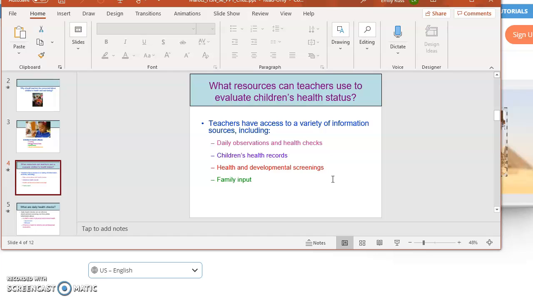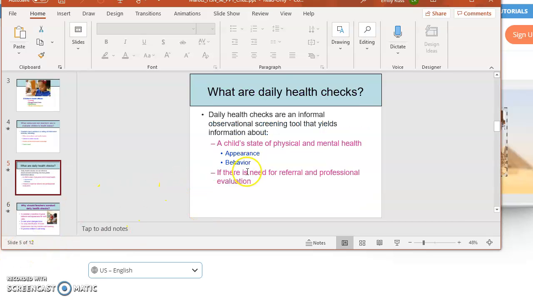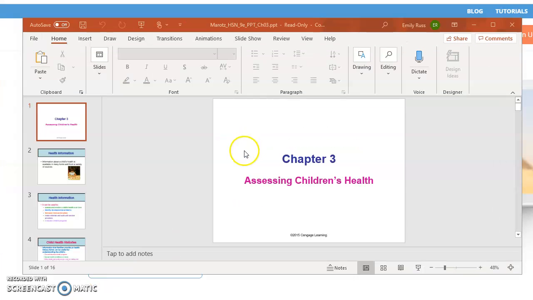Resources that teachers can use to evaluate a child's health are daily observations and health checks. That's just like when the child walks in your classroom, you just kind of do a visible scan of them. Looking at their health records, developmental screenings, and family input. And in chapter 2, it talks about what daily health checks are, which teachers should be doing every single day. In chapter 3, we'll be looking at assessing children's health.